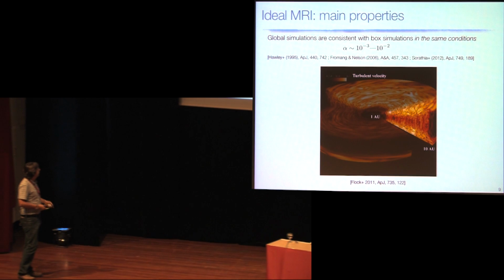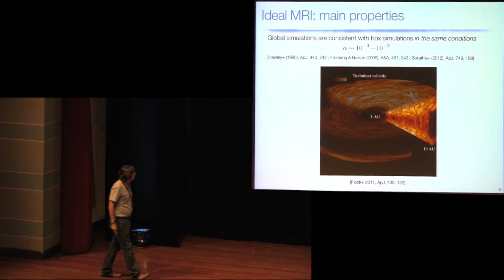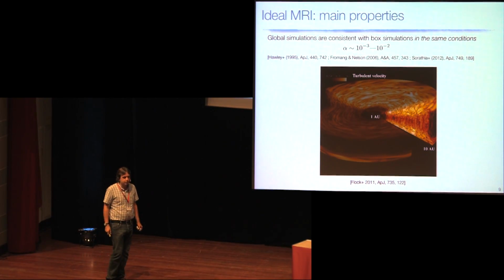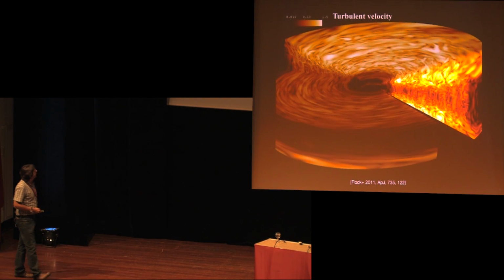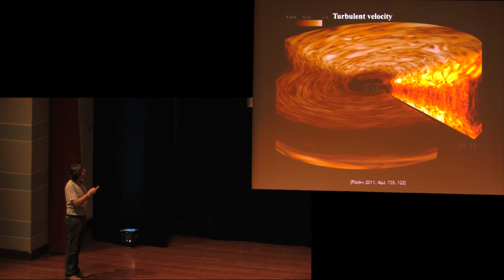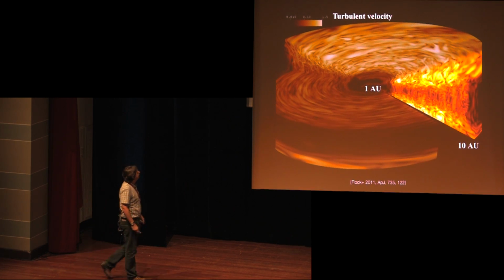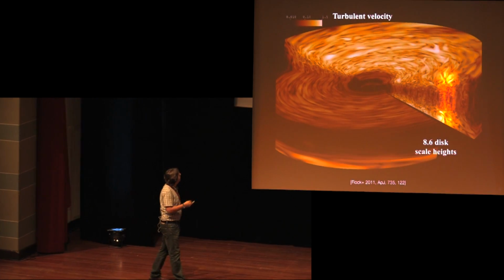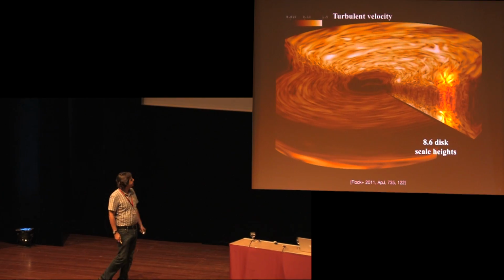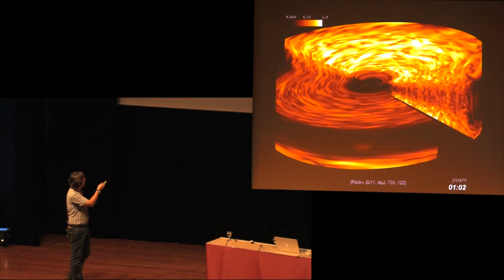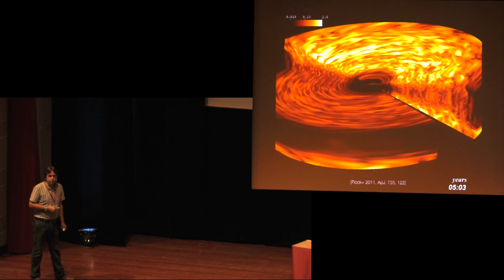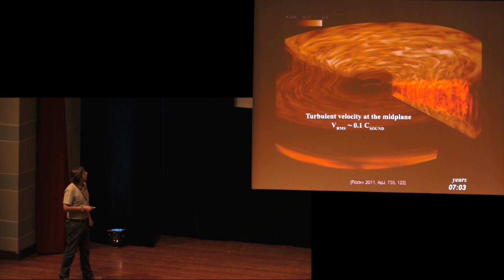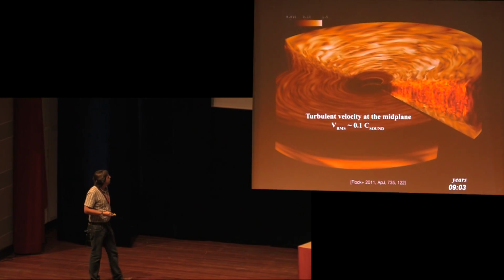Now, if you look at an actual simulation, this is a global simulation performed by Mario Flock, whom I thank for the movie. So this is what it looks like. This is a global 2 pi disk, computed between 1 and 10 AU, and here we are looking at the turbulent velocity. You have about 9 scale heights, and this creates quite well-developed turbulence, which is typically the picture one has in mind.